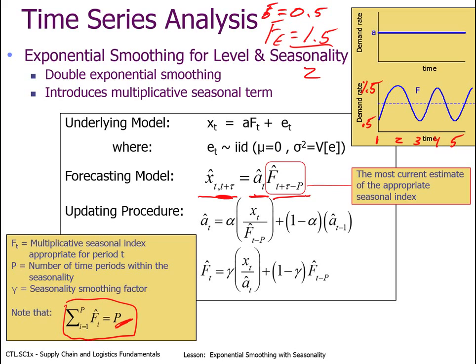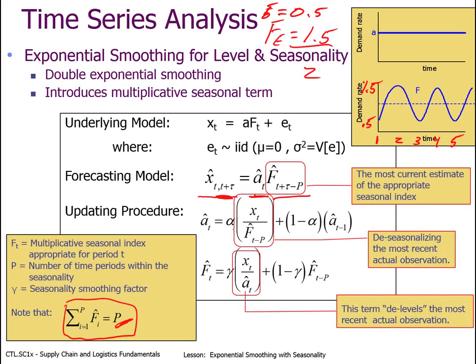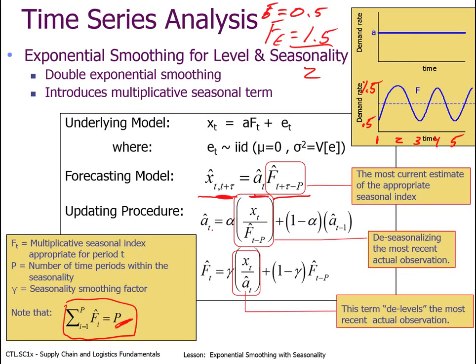Then, because I've got 2 patterns, I've got 2 updating procedures, 2 variables that I need to constantly update: a, the level term, and f, the seasonality term. So let's look at the a term first. Again, it's like every other smoothing function. I've got this alpha term that goes from 0 to 1. So the estimated level of demand in time period t is going to be alpha times my new information plus 1 minus alpha times my old information.